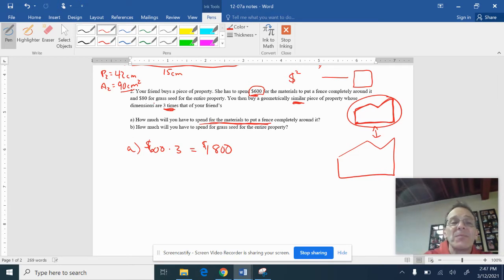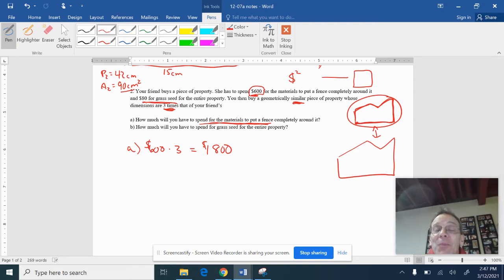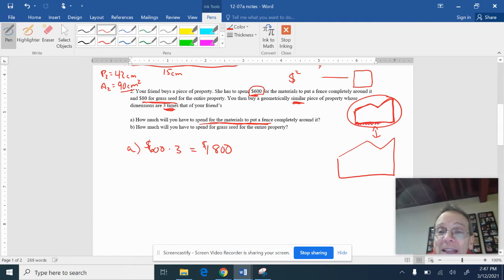But now think about the cost of buying grass seed. What do you do with grass seed? Probably none of you have ever actually done this in your lives, but I don't think this is too much of a stretch of your imagination. Would you sprinkle the grass seed along the edges of the property? No, of course not. You would sprinkle the grass seed over the entire area of the property. So that cost of $80 for the grass seed, that dollar cost, is really a measurement of area.